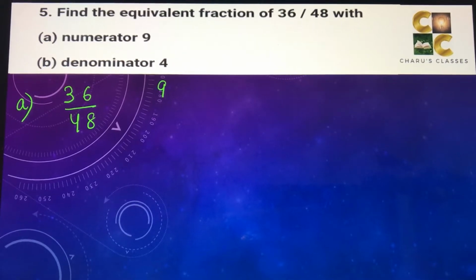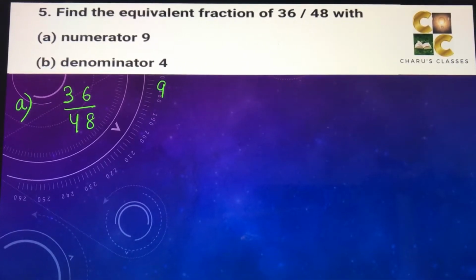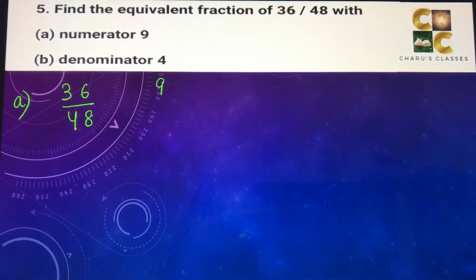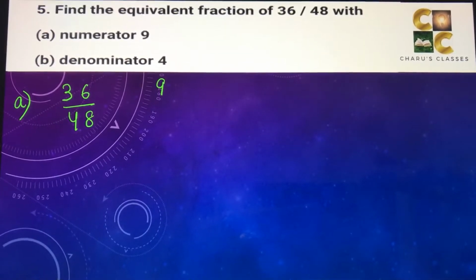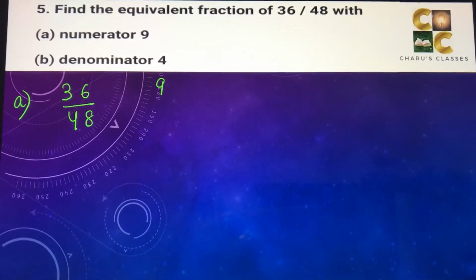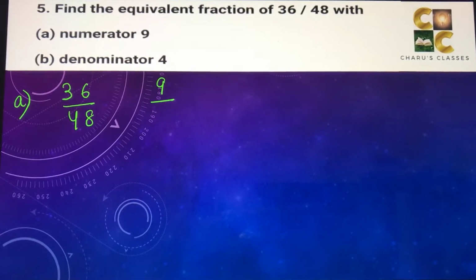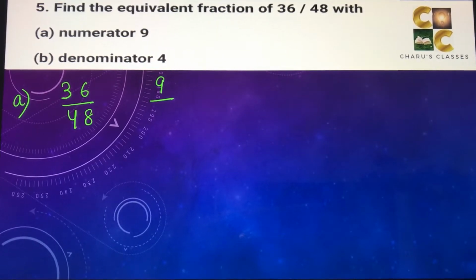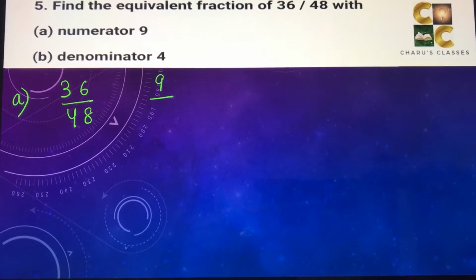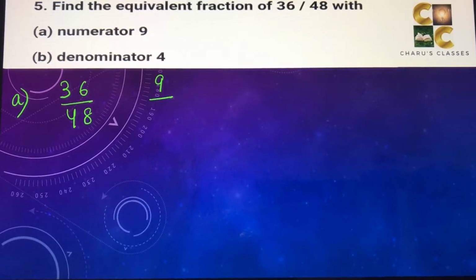जब भी हमें इक्विवेलेंट फ्रैक्शन बनानी है तो हम न्यूमरेटर एंड डिनोमिनेटर को या तो सेम नंबर से मल्टीप्लाई करते हैं या सेम नंबर से डिवाइड करते हैं. यहाँ पे हमें 36 by 48 को 9 by something बनाना है. We have to find the denominator. So definitely 36 बड़ा है 9 से. So we are going to divide 36 by a number to get 9.